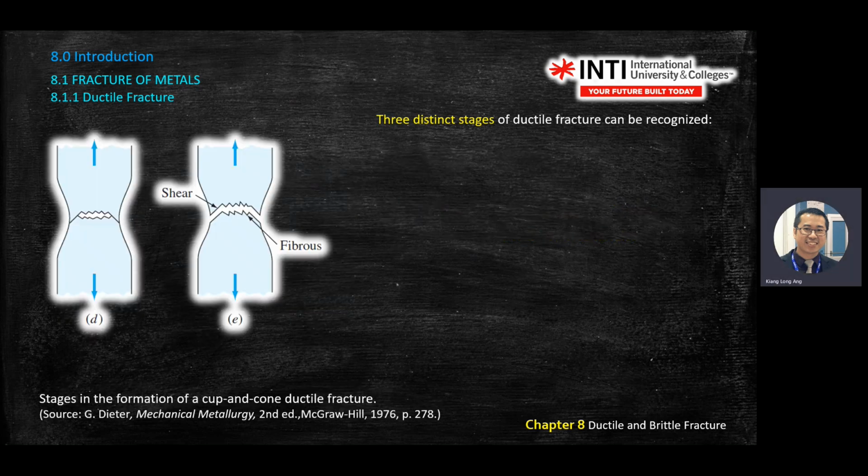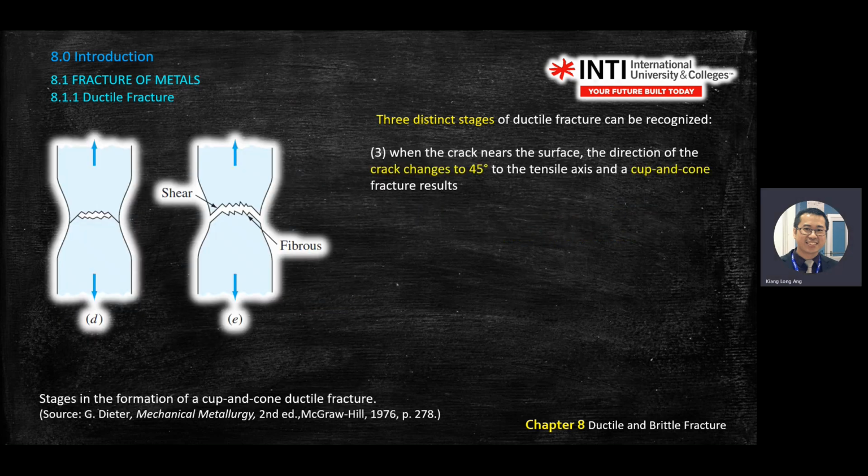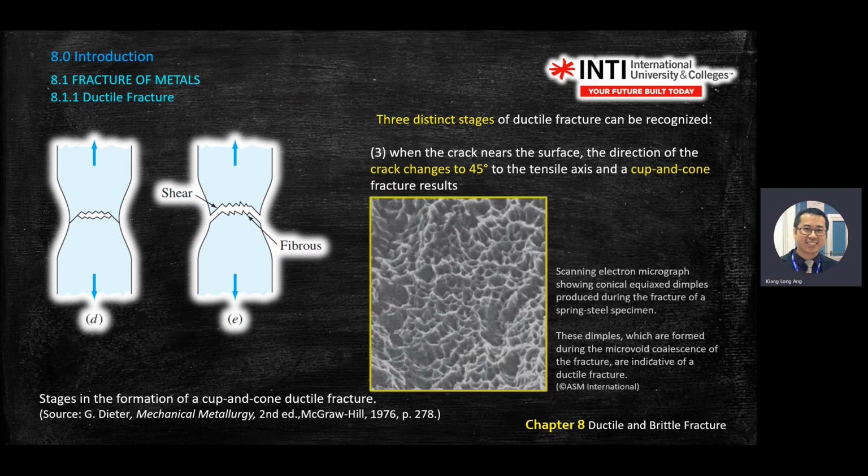Then the third one will become cup and cone fracture, that you see in the aluminum sample. So you can see here, you start to have a crack. Then the crack will find weak points to destroy. So here you see the crack is at 45 degrees and cup and cone fracture is happening. So what is cup and cone?